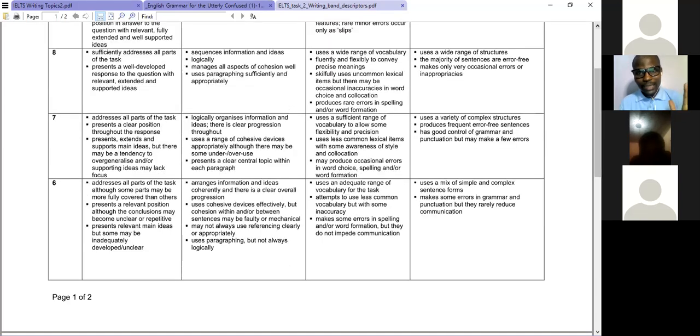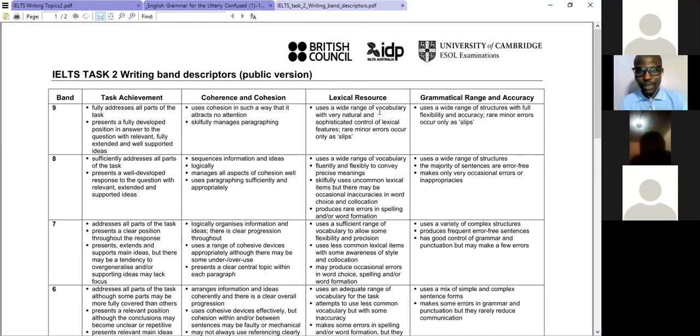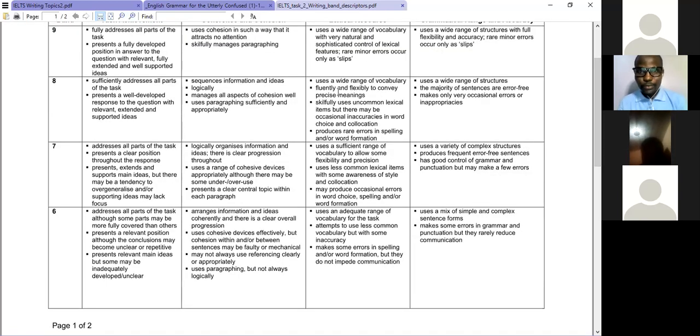Now, let's move on back to lexical resources. Wide range of vocabulary with natural and sophisticated control. That's for band 9. For band 9, you have lexical resources, uses a wide range of vocabulary with very natural and sophisticated control of lexical features. Rare minor errors occur only as slips. Okay, it talks about vocabulary here too. Fluently and flexibly to convey precise meanings, skillfully using uncommon lexical items. Uncommon lexical item, we are going to come to vocabulary later on. Uncommon lexical item, underline that. But there may be occasional inaccuracies in words. That's for band 8. Okay, now let's move on.